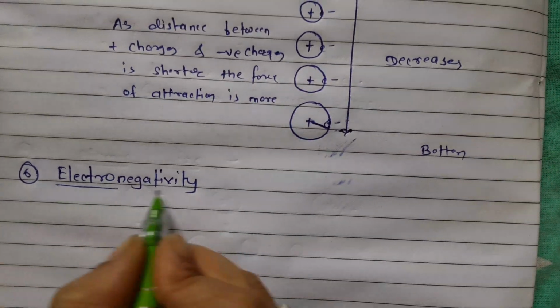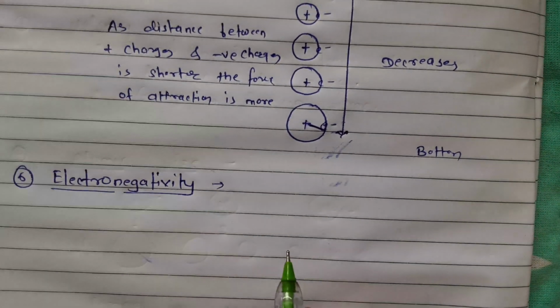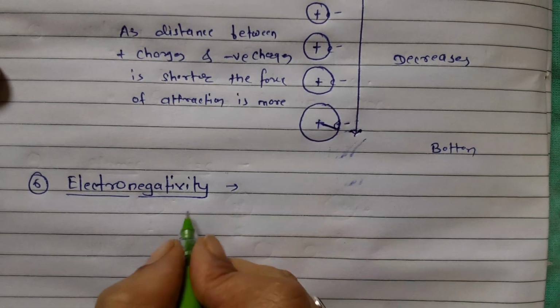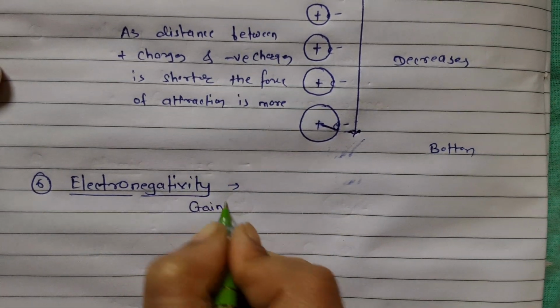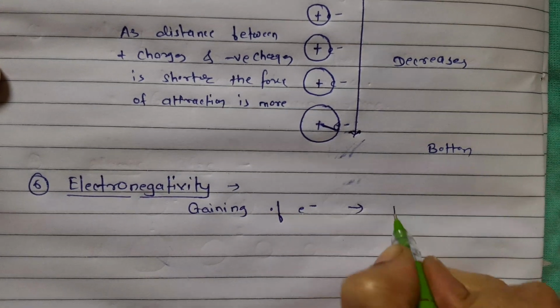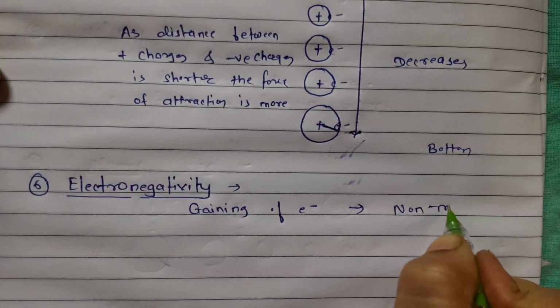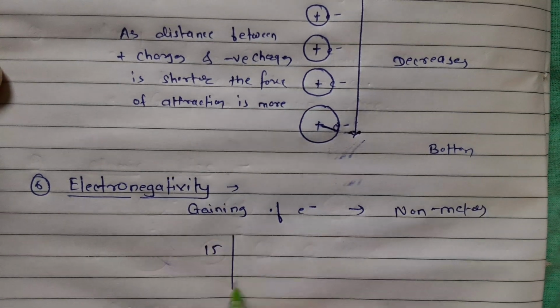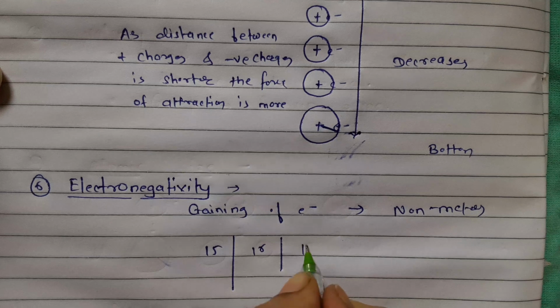Next property is electronegativity, which is exactly the reverse of electropositivity. So electronegativity means gaining of electrons, which is a characteristic property of non-metals. So non-metals belong to group 15, group 16 and group 17.